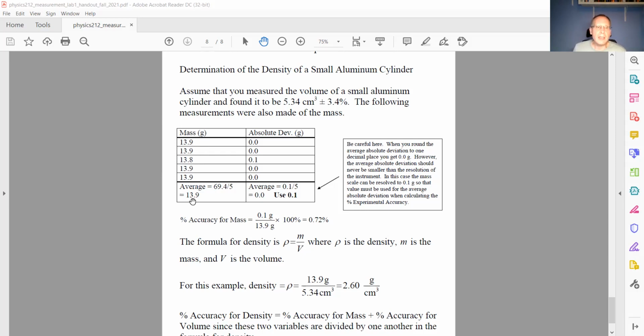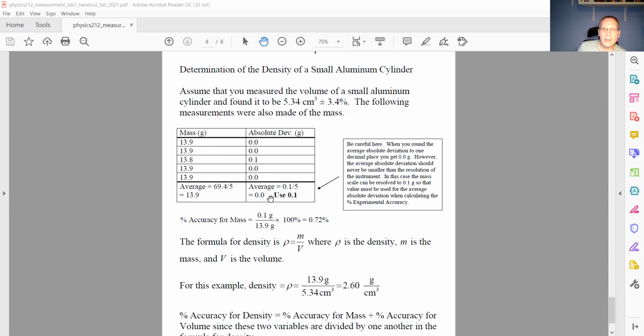So if I average these, this is going to be my average mass, 13.9, right? I can use that in the formula here. If I want to compute the percent experimental accuracy for this mass, then I have to find all the absolute deviations. So in this case, this is 0.0 away. This is also going to be 0. This is 0.1, 0, 0. Now, if you average these, you're going to get 0.02, but then we have to round to 1 decimal place, so it's 0.0.